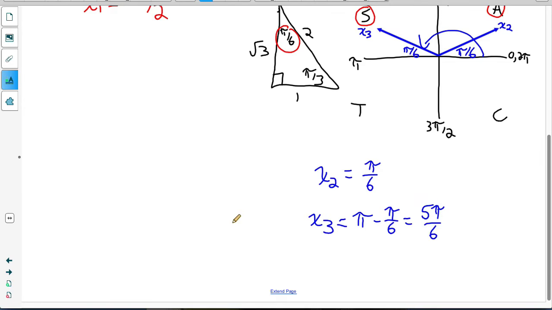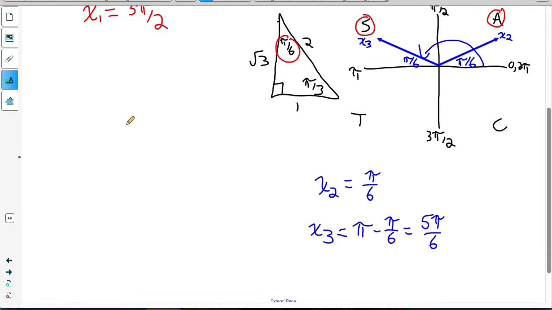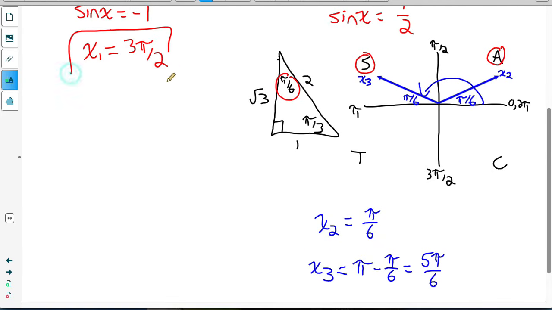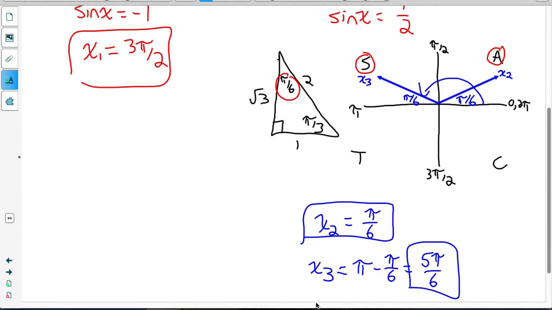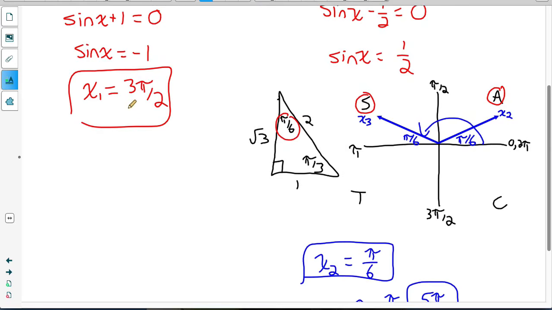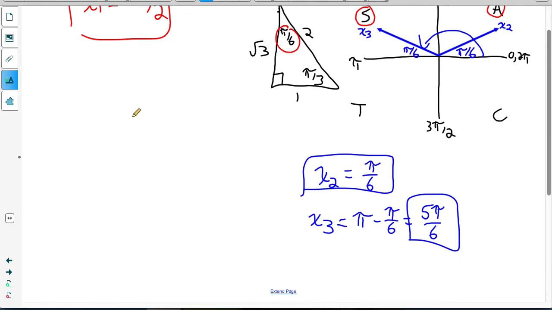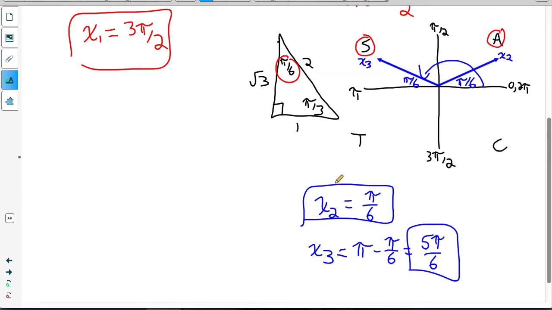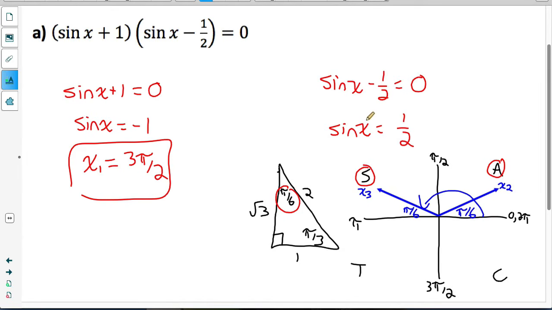So I have three answers to the equation. I have 3 pi over 2, pi over 6, and 5 pi over 6. There are three answers to the equation. Any of those three answers would make this original equation equal to 0. And I'd encourage you to actually test it out and try each of those angles on your calculator to make sure it works.